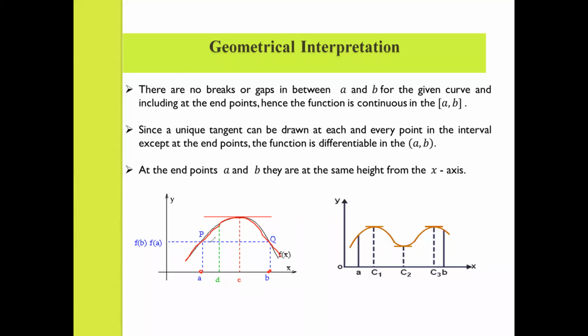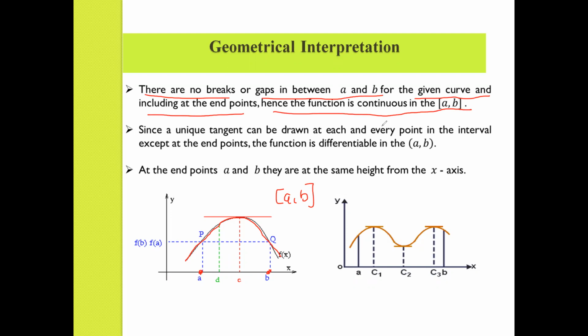So if we draw one simple curve from the point A to point B, the continuity indicates that from point A to point B, there are no gaps or breaks in the curve, including at the endpoints A and B, because we said that the function is continuous in the closed interval A comma B. Closed interval means we have to include the endpoints also. So there are no breaks or gaps in between A and B for the given curve and including at the endpoints. Hence, the function is continuous in the closed interval A comma B.